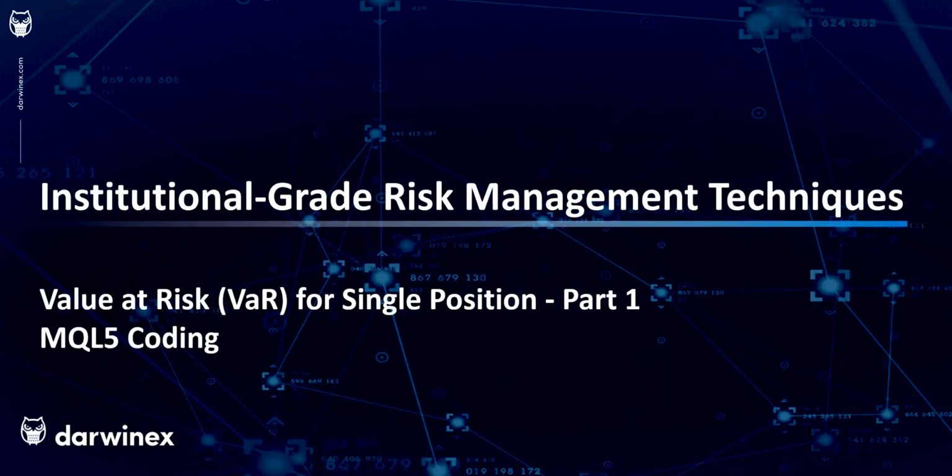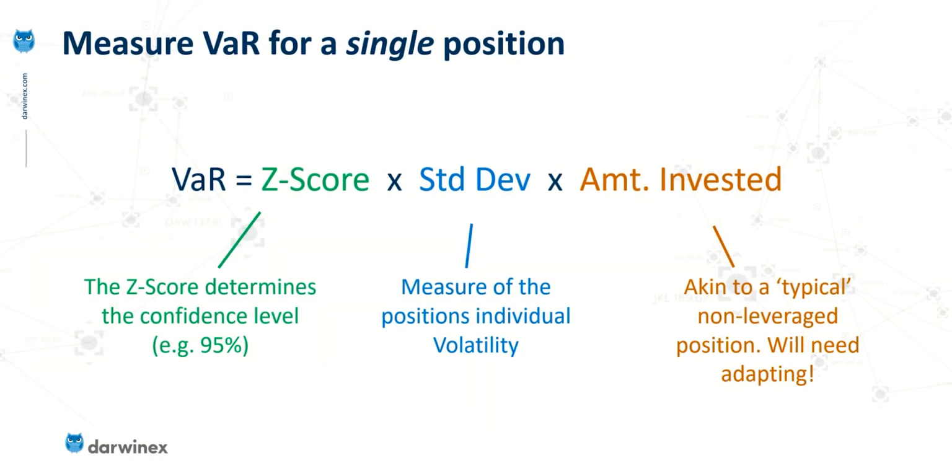So, as I've said on previous occasions, we're going to start off simple and we're going to look at value at risk for a single position. Following this, in future episodes, we will get more sophisticated and we'll start to code up value at risk for two assets, then any number of assets and positions. And we'll take that on even further to look at the efficient frontier. But for now, let's stick with a single position. And if you've seen those previous episodes, then you'll know that this is the formula that we're going to work with. And in this specific episode, I'm going to focus on calculating the standard deviation in MQL5.